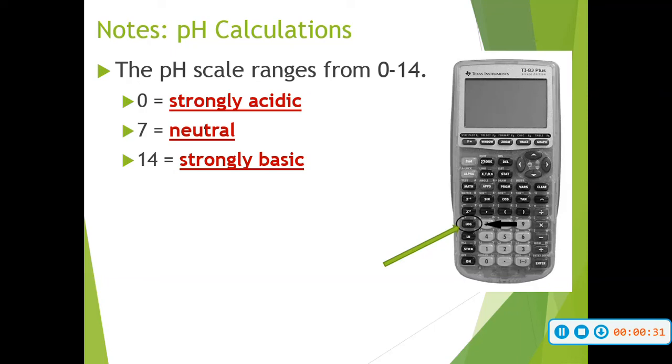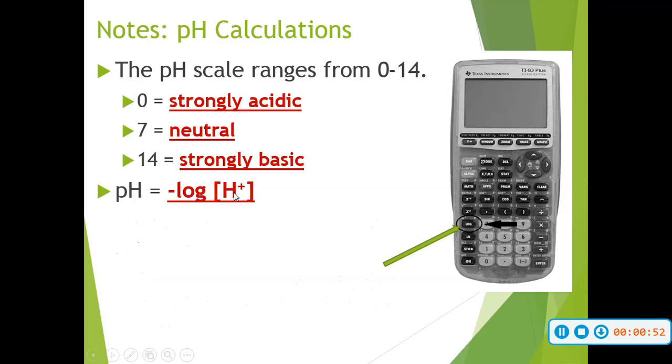Okay, so to find the pH of a solution, this is the equation you're going to use right here. To find pH, you are going to use the negative log of your hydrogen ion concentration. You won't be able to determine pH without having a hydrogen ion concentration.